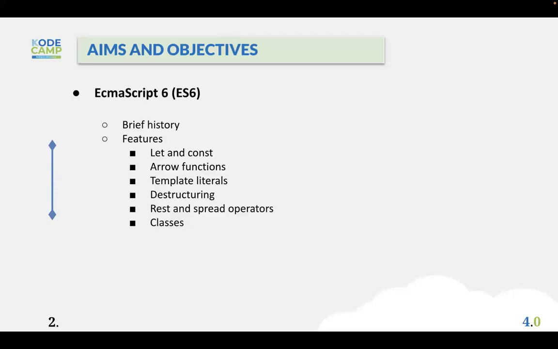I think we'll use about 3 to 4 classes to cover ES6 because it is broad, and I would like us to touch almost every angle, if not all. So under features, we'll be looking at let and const, arrow functions, template literals, destructuring, rest and spread operators, and last but not the least, classes. We'll go through the brief history of ES6, then look at these ES6 features and understand what each of them brings to the table and how useful they are. So without talking too much, let's dive in.